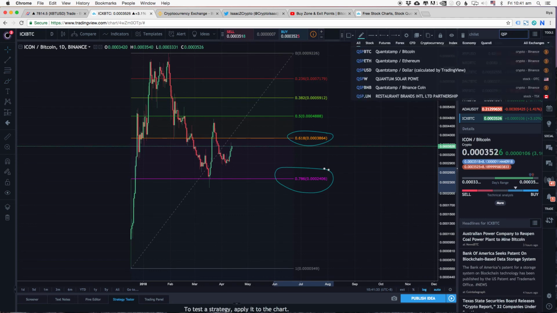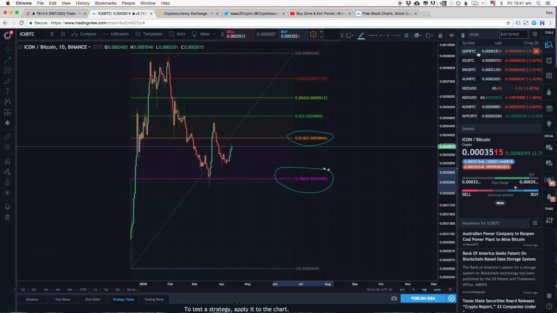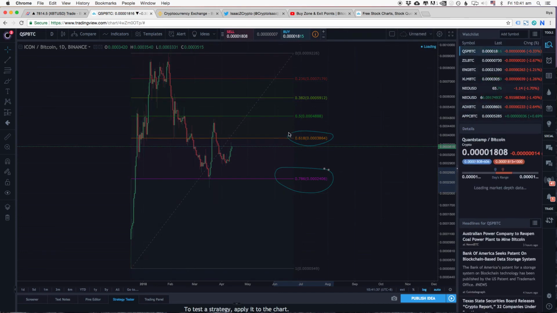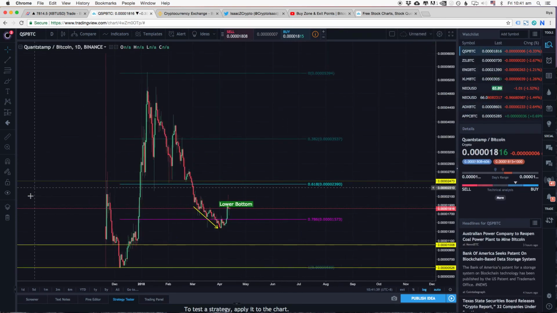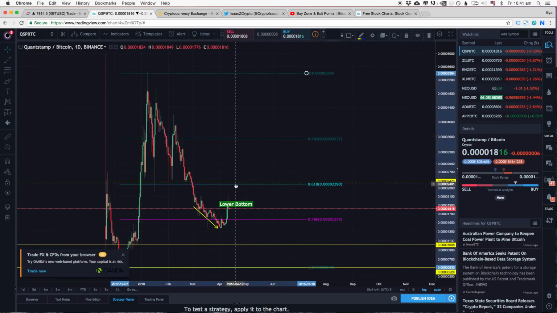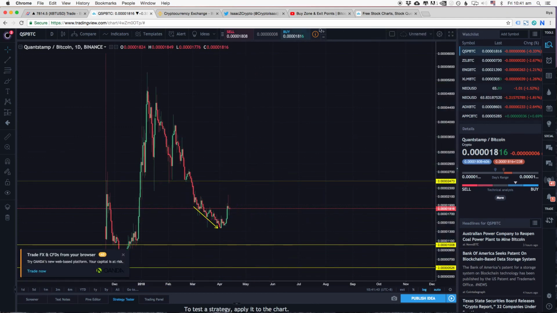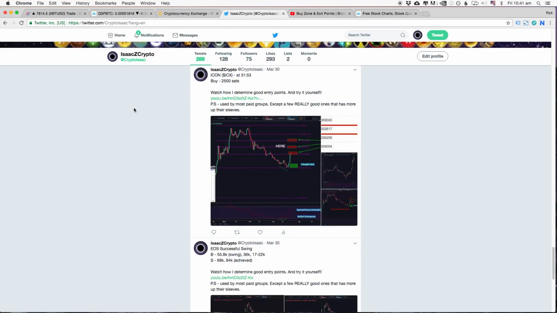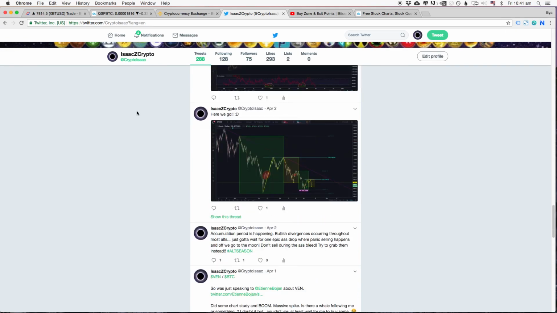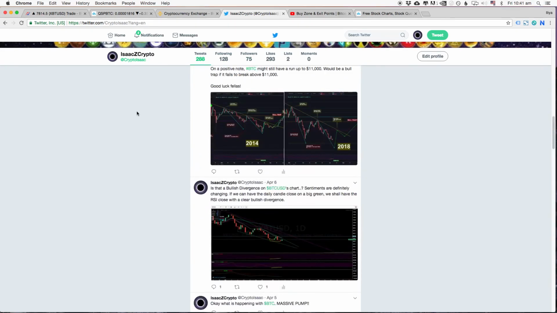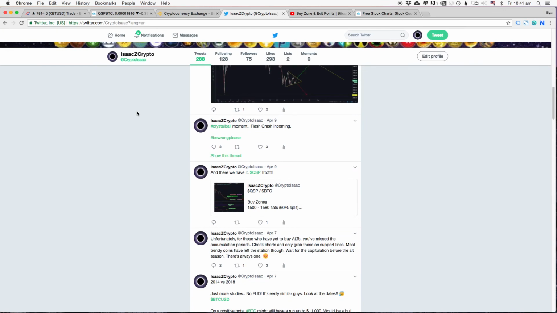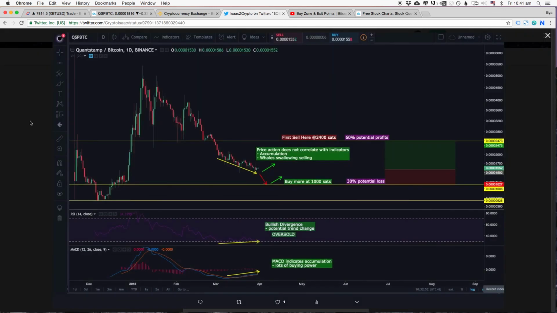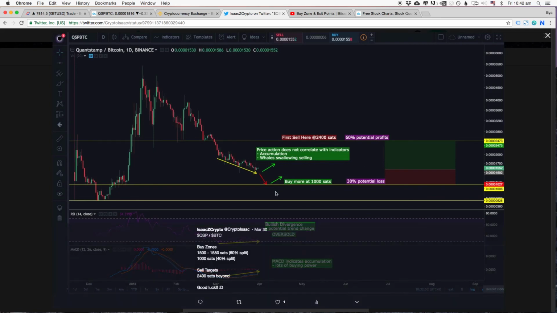So Quantstamp is interesting. I did a call for Quantstamp. Let me find Quantstamp. Let me see, where is it? I can't remember. Oh, yeah, there you go. This was the chart that I did for Quantstamp, and I used RSI only to determine my entry for Quantstamp. So I'll do it with you guys.